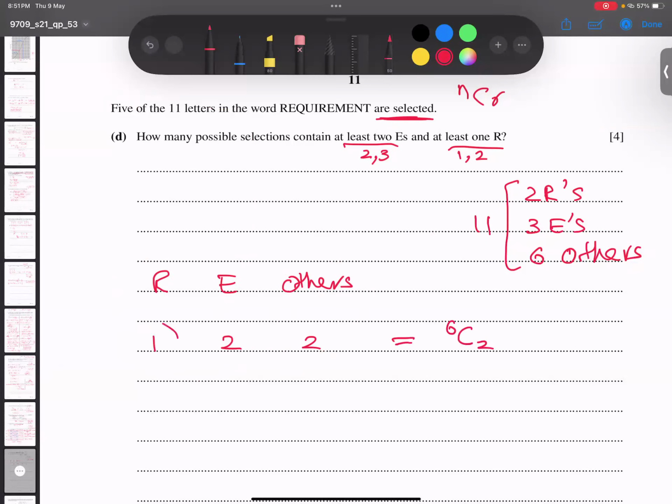Okay, you can ask me, so what about this? Actually, it means one letter, so 1C1. These 2 letters are 2C2. So that is always 1. 1C1 is 1 and 2C2 is also 1. So don't care about these options.